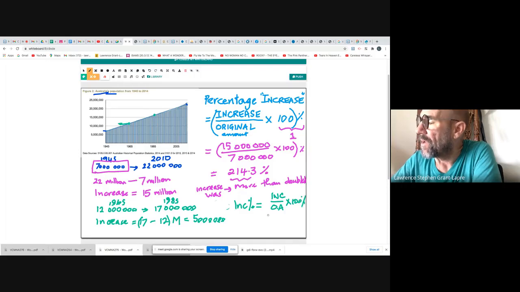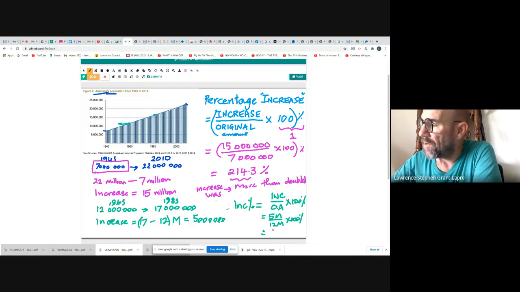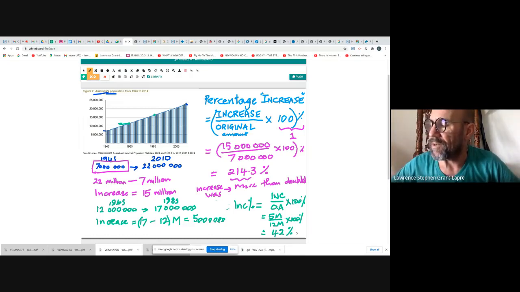So the increase was 5 million. The original amount was 12 million. Times that by 100%. 5 million divided by 12 million. And you get it increased by about 42%, 41.7%. So it increased by 42%, not quite half of that increase, so half of that again. Half of 12 is about 6, so it went up to about 17 million.